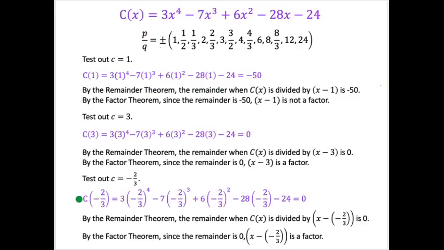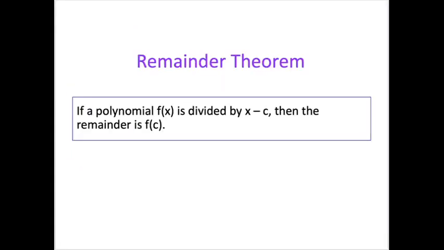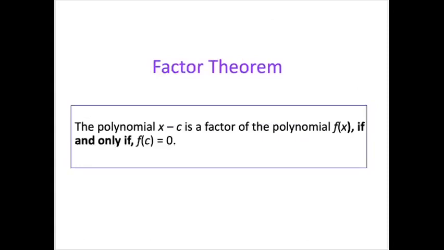And that's using the remainder theorem, right? We use the remainder theorem and see if we get 0 as an answer. If we get 0 as an answer, then we can use the factor theorem to say, yes, the factor associated with that 0 is a factor. So I hope you understand a little better how to use those two theorems to help you find the zeros and the factors.